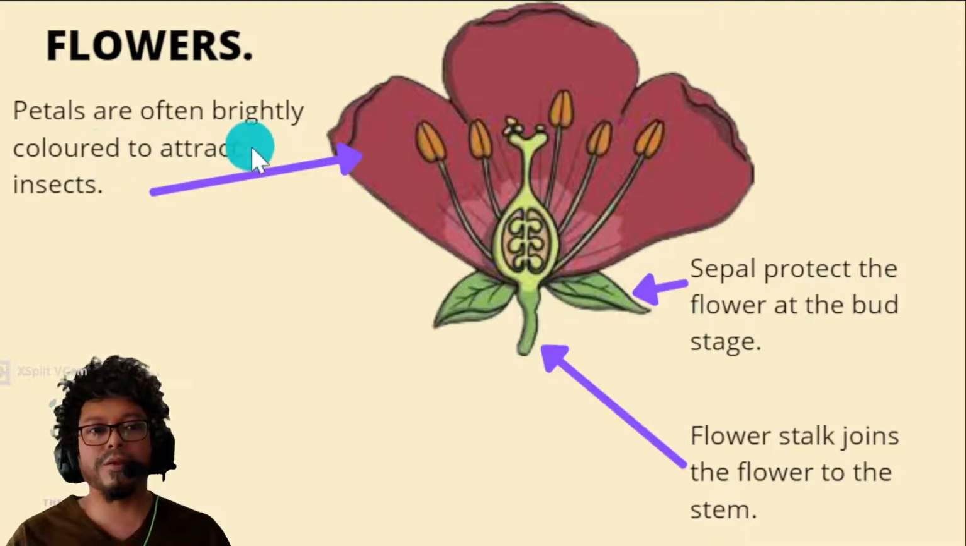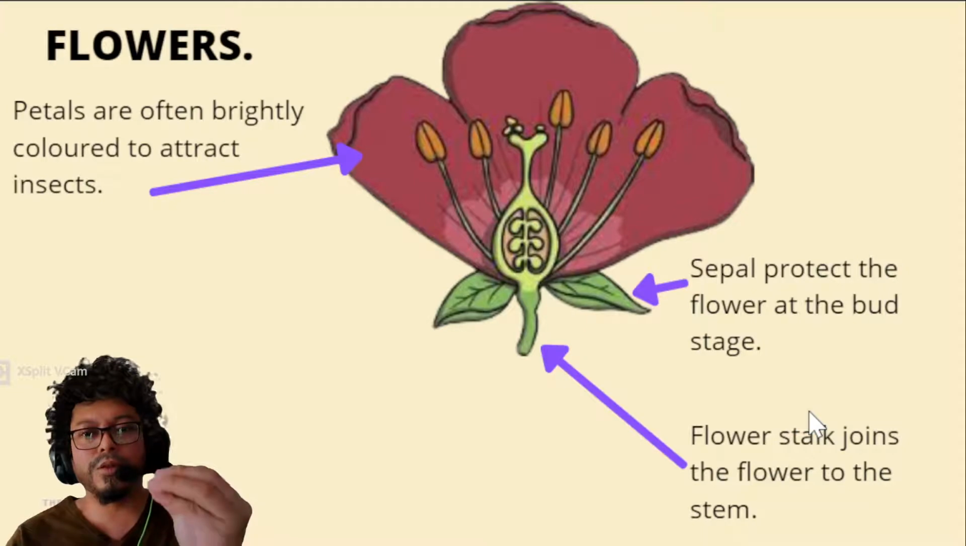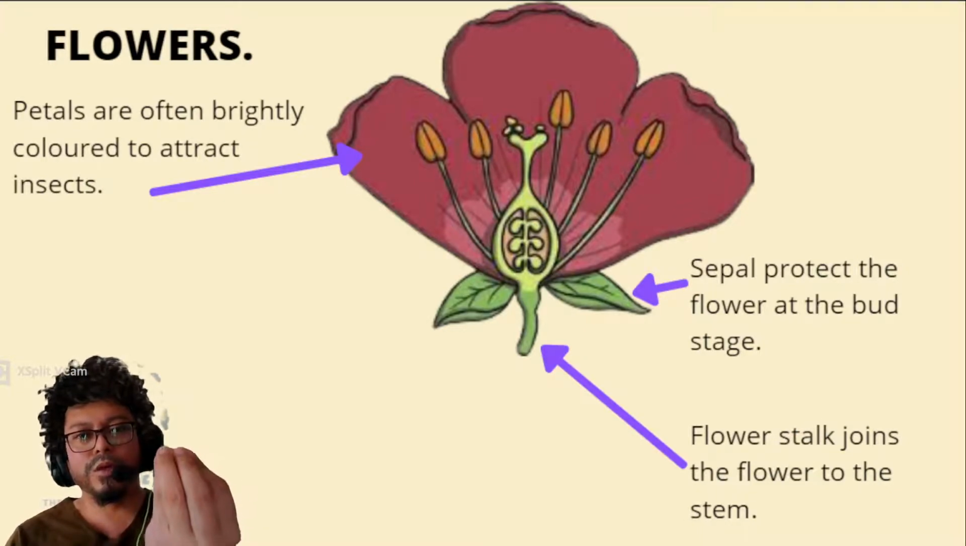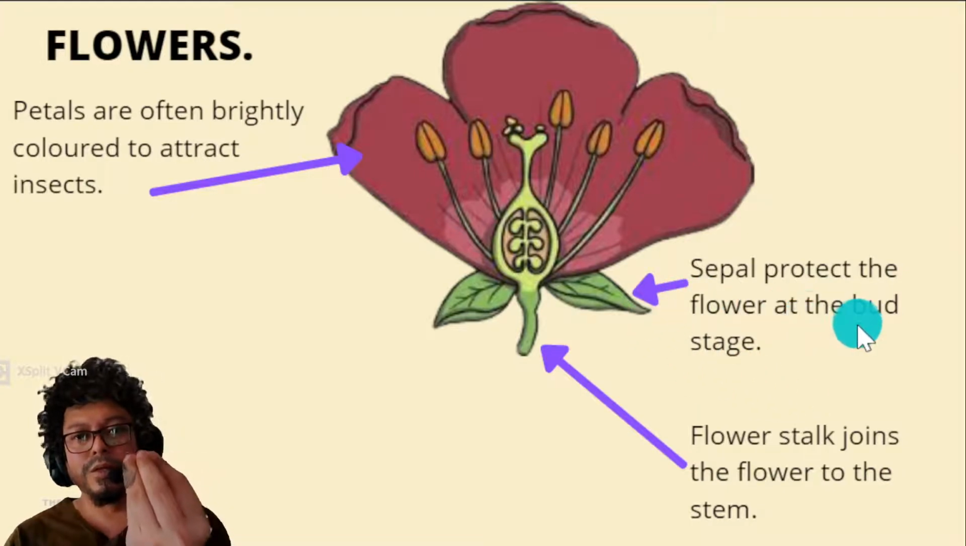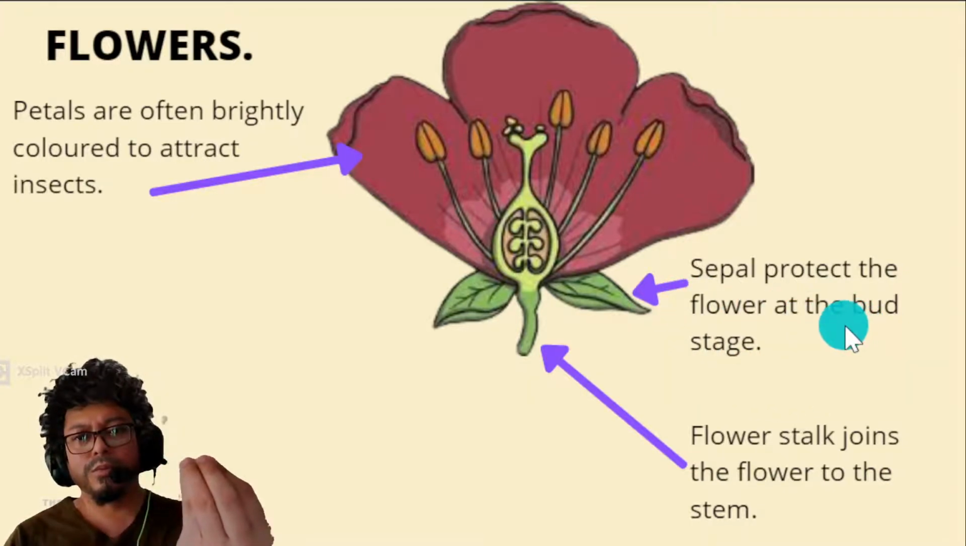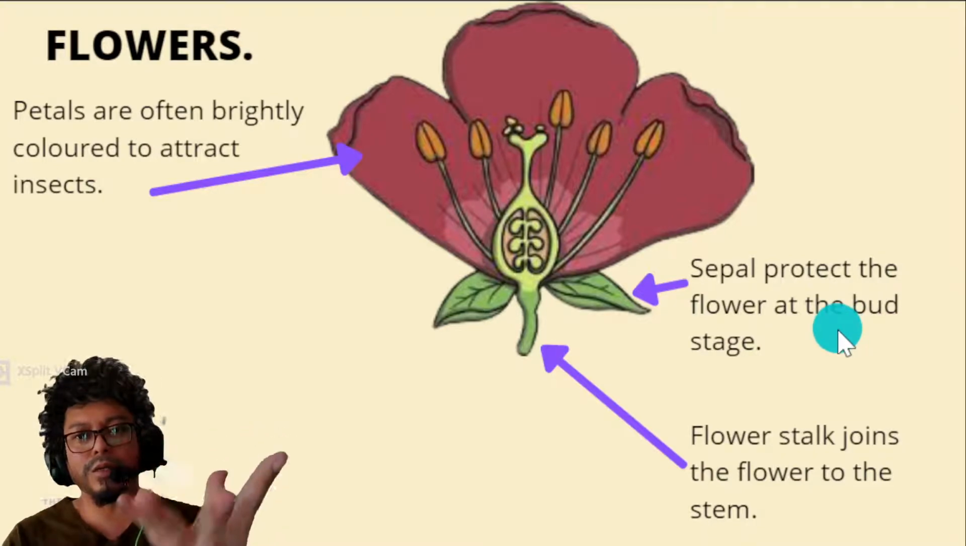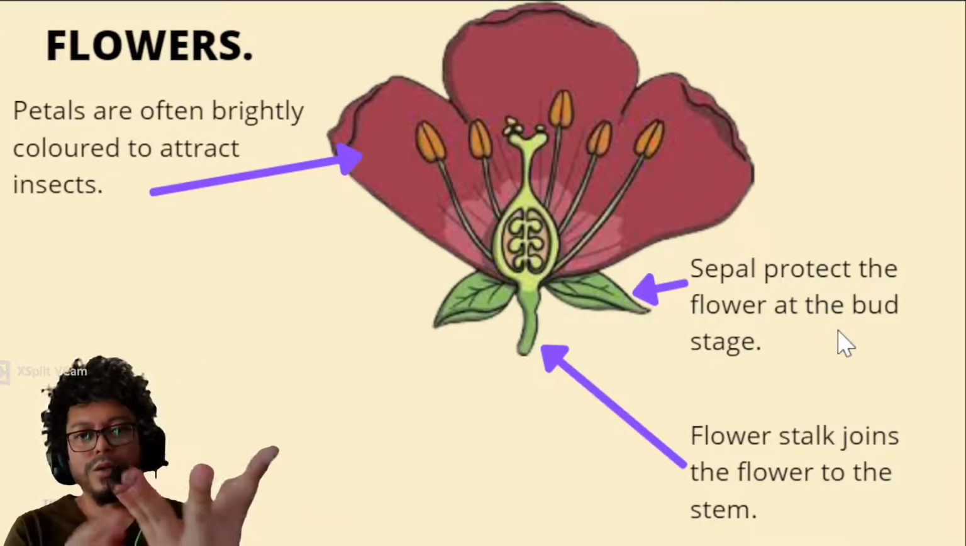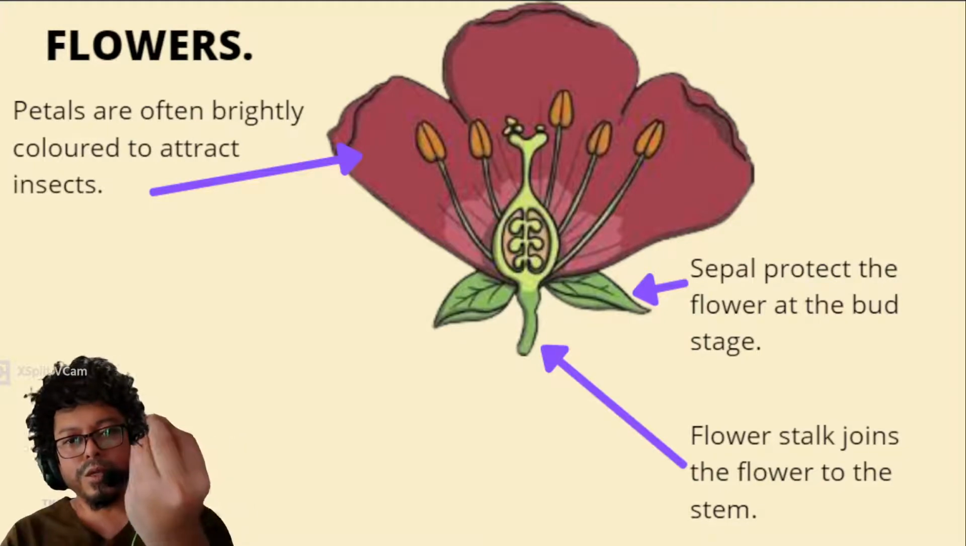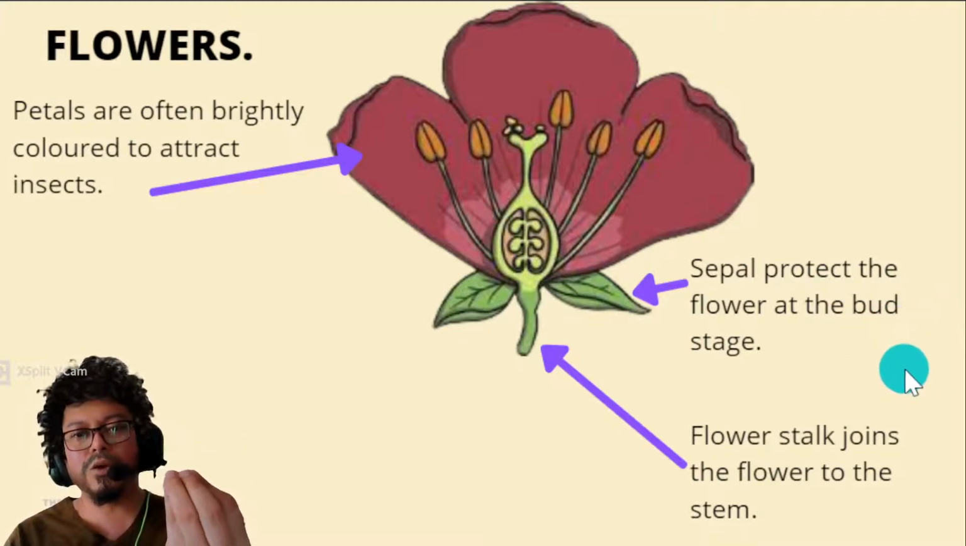Petals are often brightly colored to attract insects. Sepal. So this one, sepal protects the flower at the bud stage. Bud stage means kalau bunga tu belum jadi bunga, ia macam mana? Ia berbungkus. So ia dibungkus oleh what we call sepal. So bila bunga tu dewasa, ia akan terbuka macam tu. Jadi ada bunganya keluar macam tu lah. So yang ni, yang membungkus yang awal-awal, at the bud stage, is called sepal.